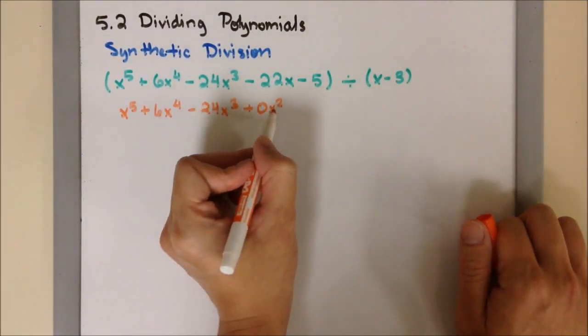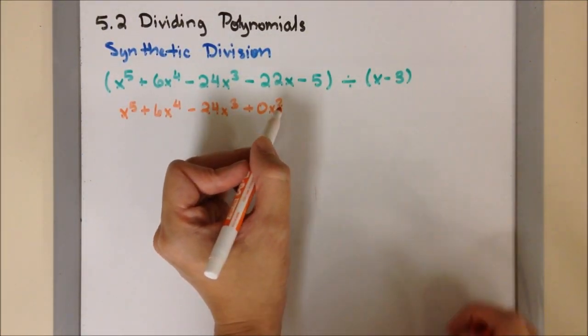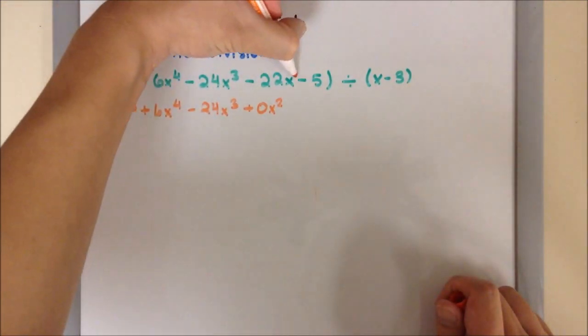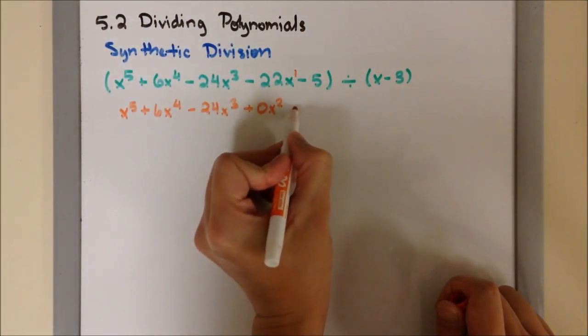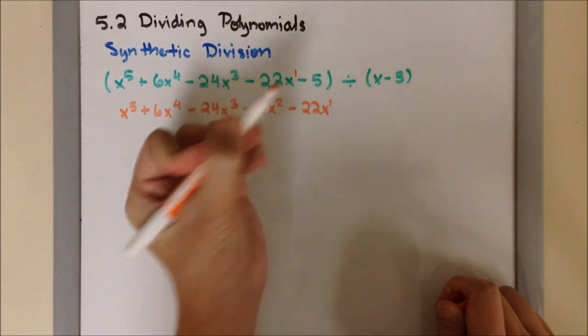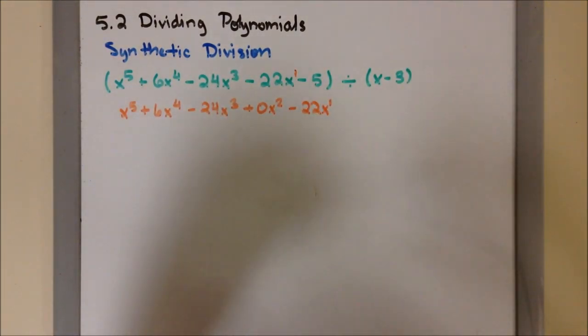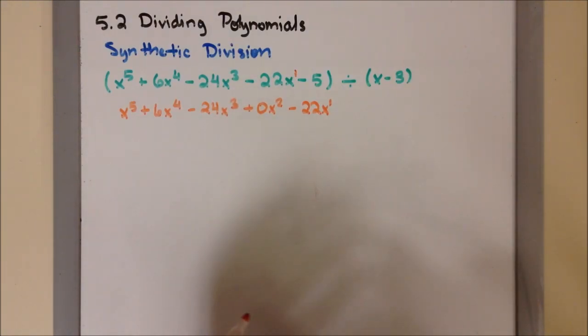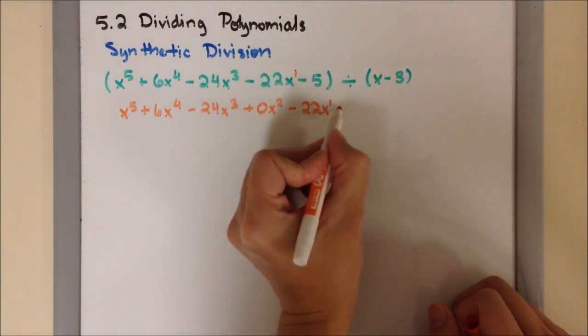Now after x squared will be 1. I do have that x to the 1 power right here. So minus 22x to the 1 power. Now after just x, or x to the 1 power, is just a regular number, also known as the constant term, minus 5.